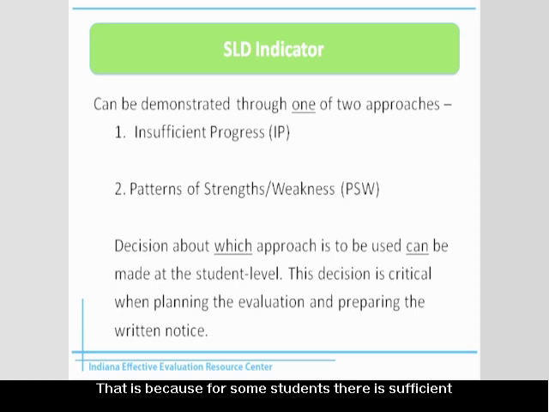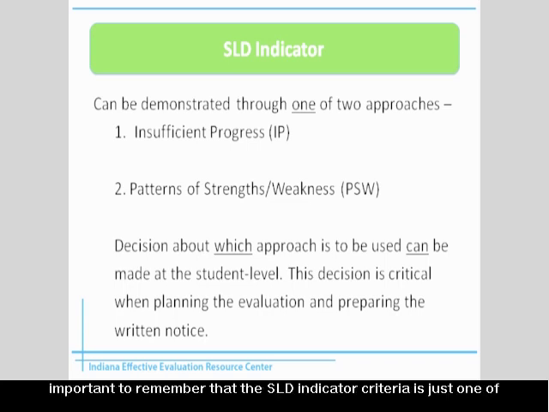That is because for some students, there is sufficient information and evidence coming from an intervention and progress monitoring period in order to be able to use this particular approach. However, in other situations, that information may be insufficient or simply non-existent. So because of that, multidisciplinary teams are able to make the decision at the time of a referral as to which of these approaches may be most appropriate related to this particular eligibility criteria.